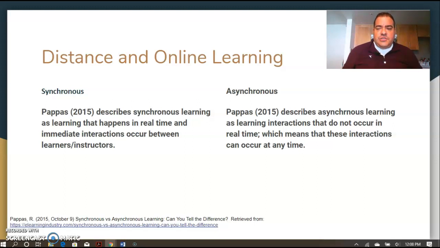Pappas is a giant in the e-learning space. Many industry leaders seek Pappas for his articles in terms of distance learning, e-learning. And the way that he defines synchronous is that synchronous learning is learning that happens in real time, and there's immediate interaction and feedback between the learner and the instructor.